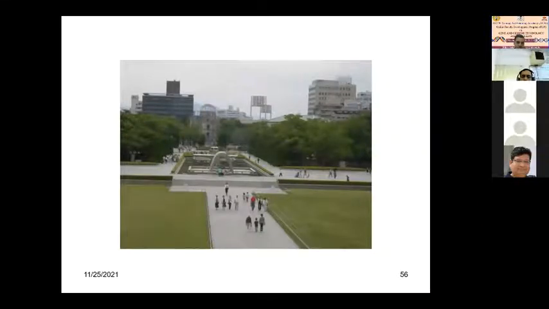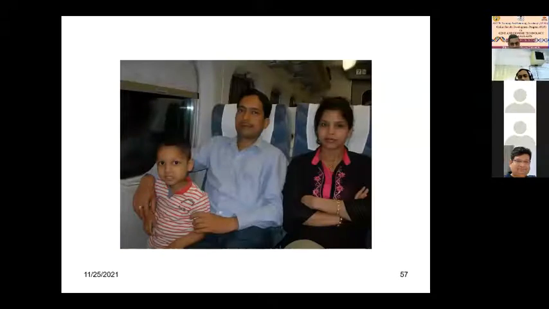Now this is the Peace Park near the building that we have shown you. A very nice visiting place. You move around here; a very nice, vibrant city. We are sitting in the bullet train called the Shinkansen in Japan. Next, please.